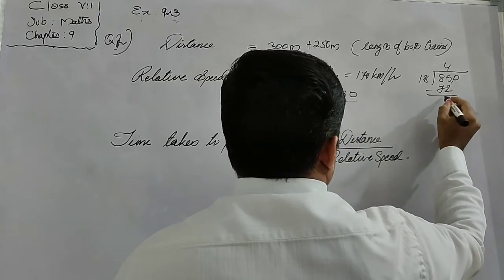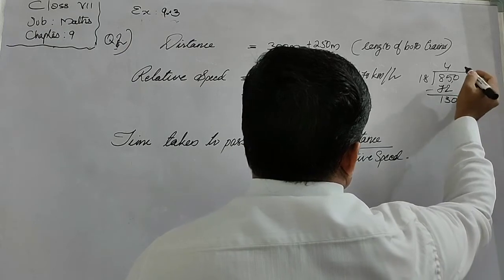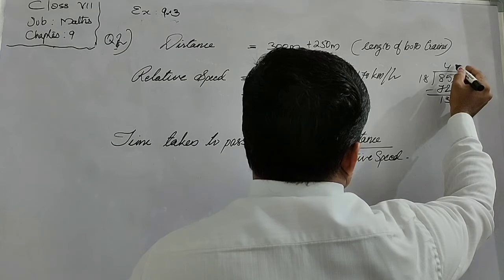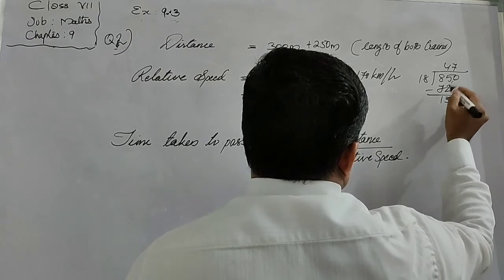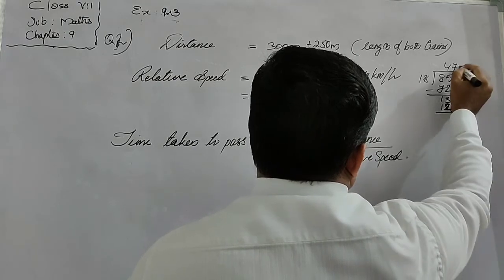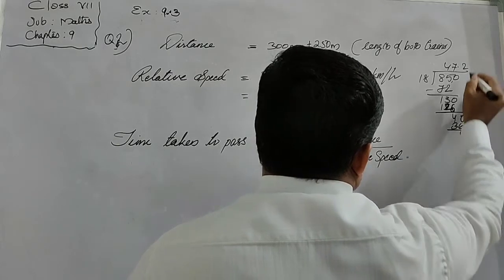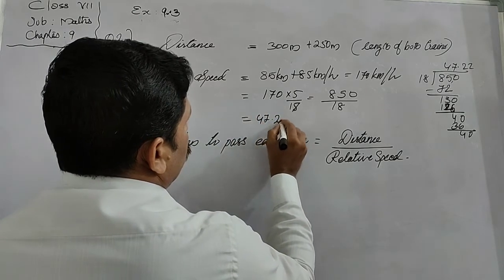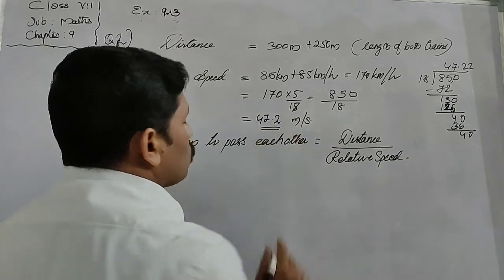72. So 130. Seven times 126. 14. So that will continue. 47.2 meter per second. That is the relative speed of both the trains.